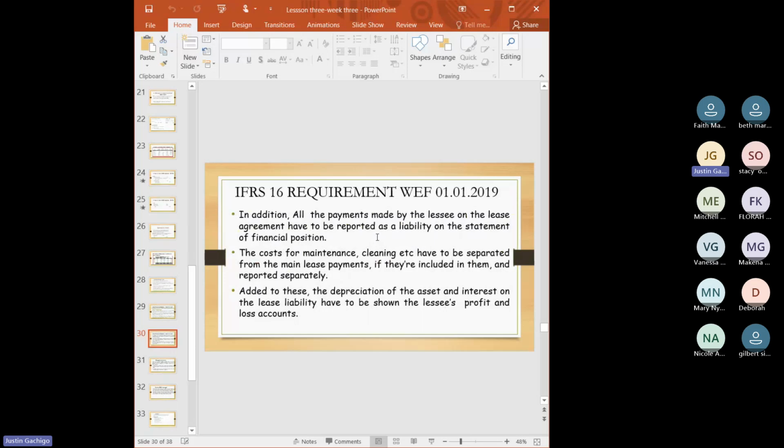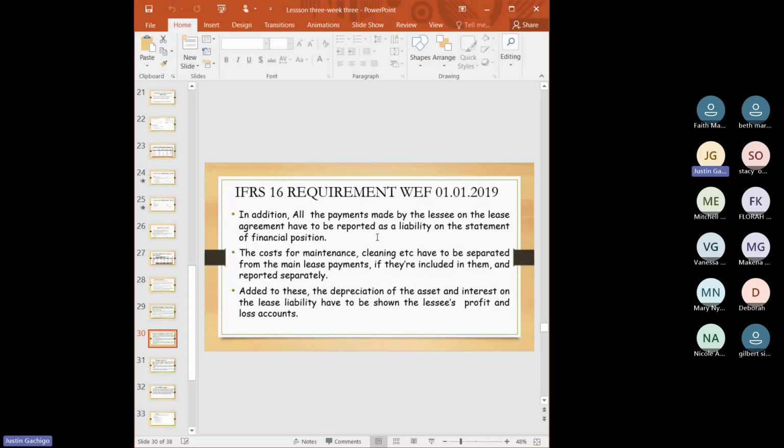In addition, all the payments made by the lessee on the lease agreement have to be reported as a liability on the statement of financial position. Again, this is another change, where the payments also have to be recorded as a liability. Initially, or previously under IAS 17, that was not the case.